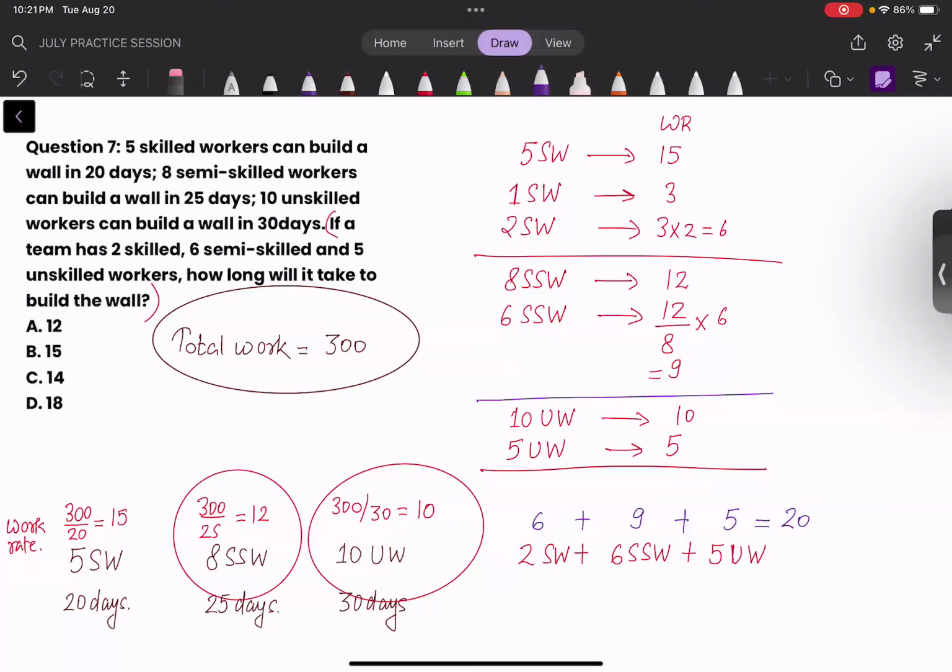Now, carefully answer. 300 questions is the total work. Per day, you are solving 20 questions. How many days will it take? 15 days it will take. So time equals work divided by work rate. Total work is 300. Work rate is 20. So this will give you 15. So all of you understood this? Please confirm.